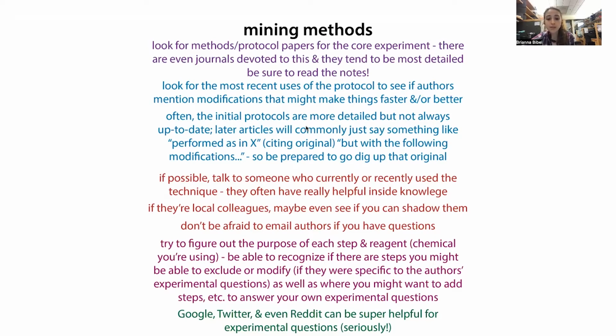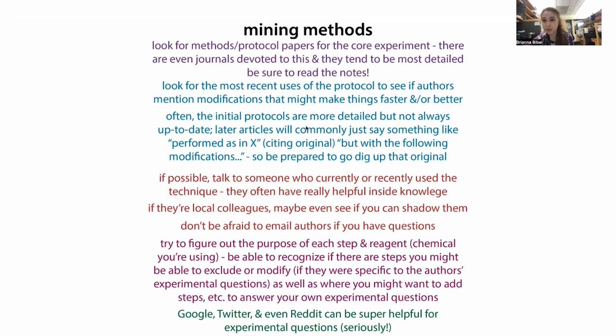Okay, but sometimes there are things that you should be able to figure out yourself. Not that if you can't figure it out, it's a big deal. Don't judge yourself for anything, but it's really important that you understand what's going on at each step and why you're using each reagent, those chemicals that you're using. This is going to allow you to see if there are specific steps that you might be able to exclude or modify. Like I said, sometimes people use experiments for very specific purposes.